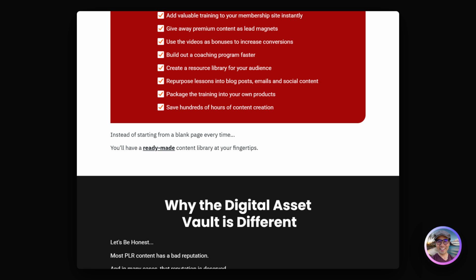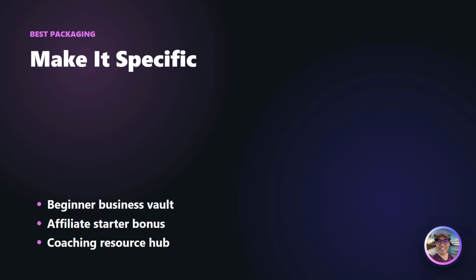Broad can be useful when your audience needs a starter library. It becomes weaker when you try to sell it as one vague pile of lessons. The packaging has to make the value easier to understand. The strongest use is to make it specific: a beginner business vault, an affiliate starter bonus, or a support hub for coaching clients. Specific packaging makes generic content feel more useful.